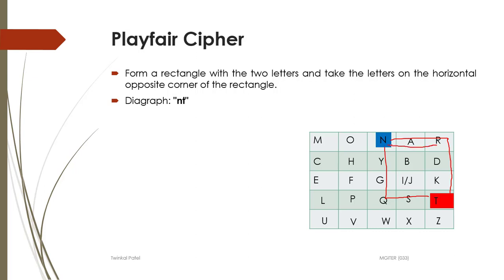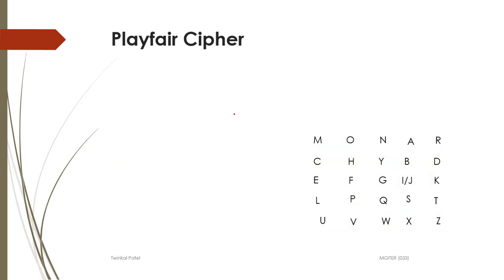So here N will be replaced with R, the letter in the same row of the N where it intersects the T. So N is replaced with R and T is replaced with Q. See the row of the T where T intersects with N. So T is replaced with Q. So NT is encrypted as RQ. So these are the rules for encryption.